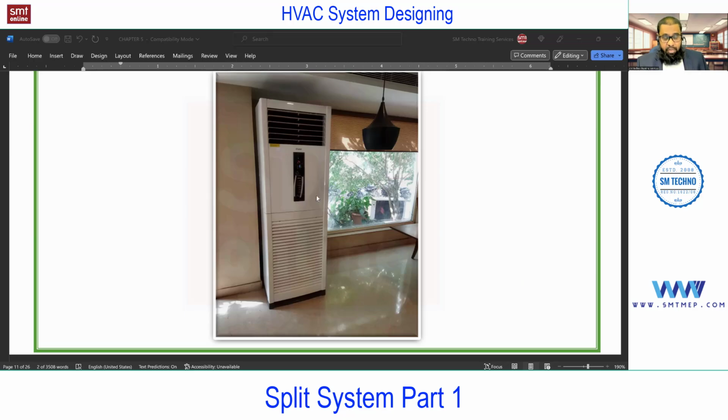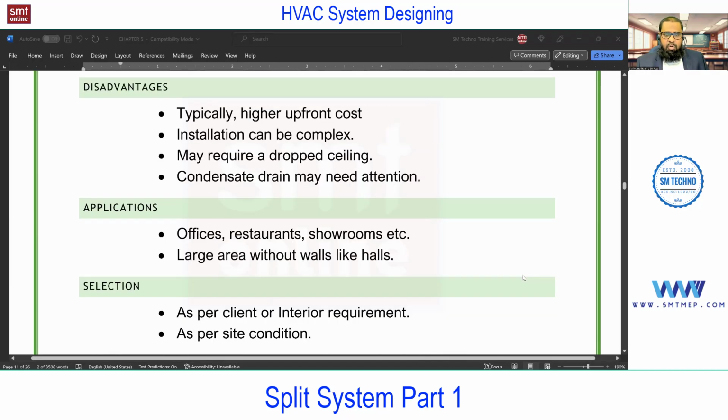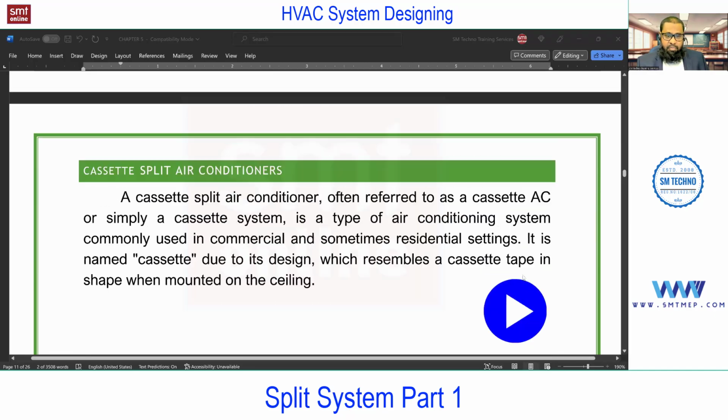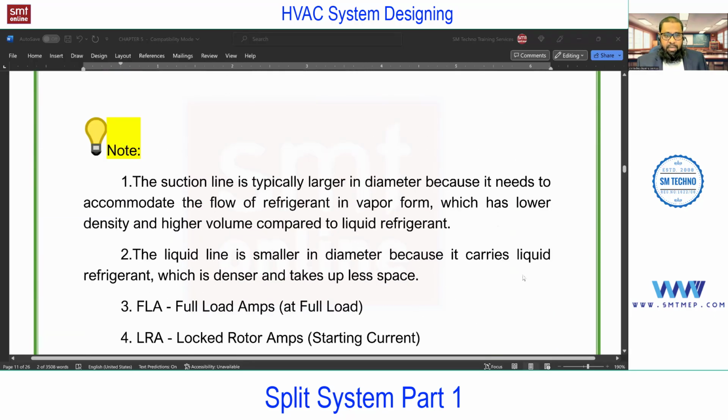Apart from this, you may find the ceiling suspended type, or else you'll find a floor mounted FCU, or you'll find one-way cassette, two-way cassette. Different models are available in the market, but most commonly in split, you'll find high wall, cassette, and the freestand. So first, let me complete this high wall.